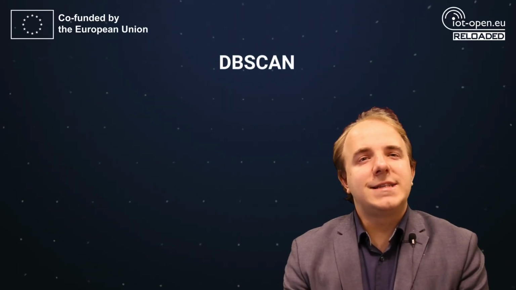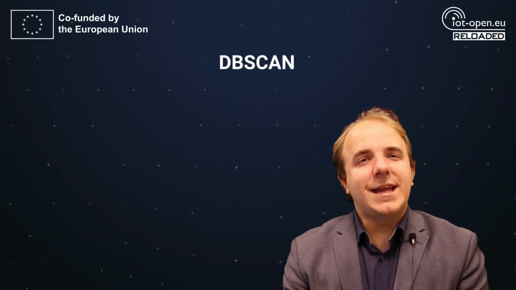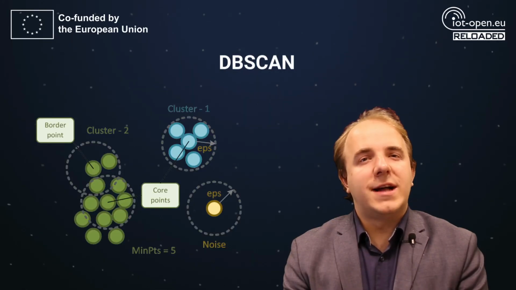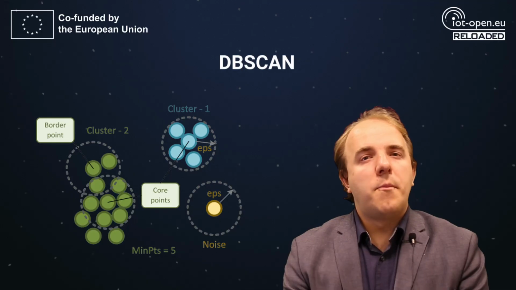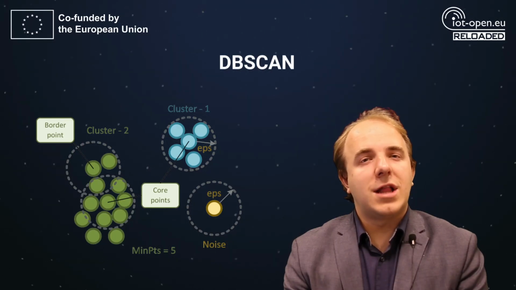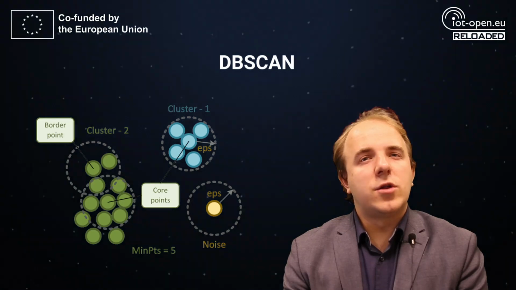dbScan is a density-based method. It doesn't need the number of clusters in advance. Instead, it groups points based on density. Points in dense areas form clusters, while sparse points are treated as noise or outliers. This makes dbScan especially useful when clusters are irregularly shaped or noisy.